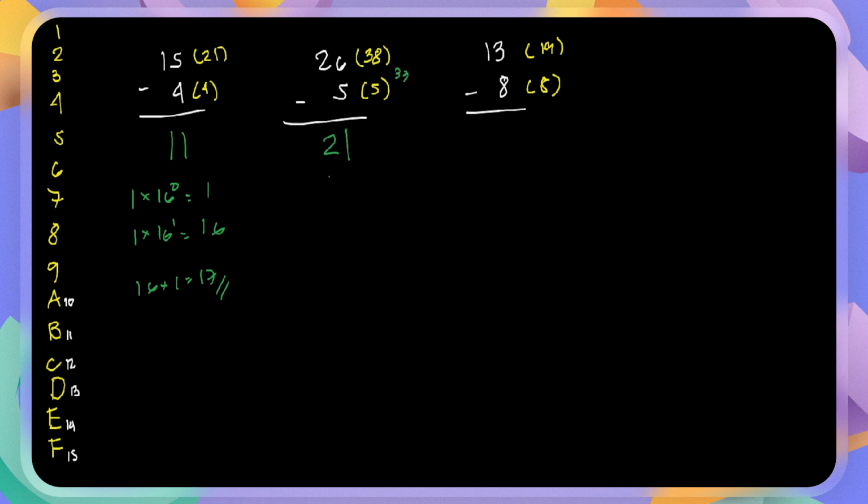So let's check that. 1 times 16 raised to 0 and 2 times 16 raised to 1. 1 times 16 raised to 0 is just going to be 1. And 2 times 16 is going to be 32. 32 plus 1 is 33. So that's correct.